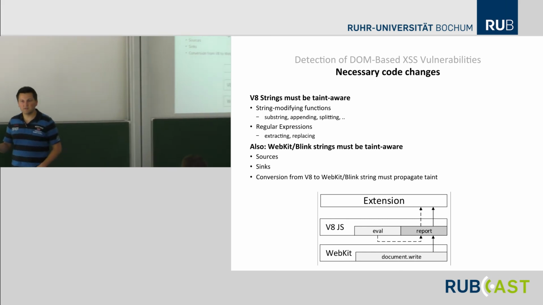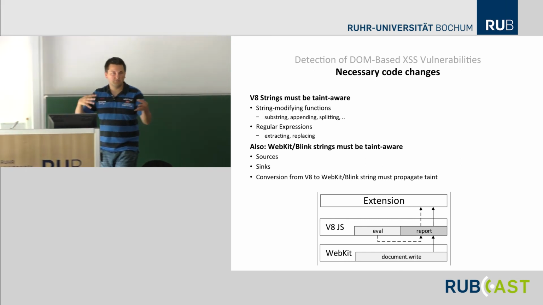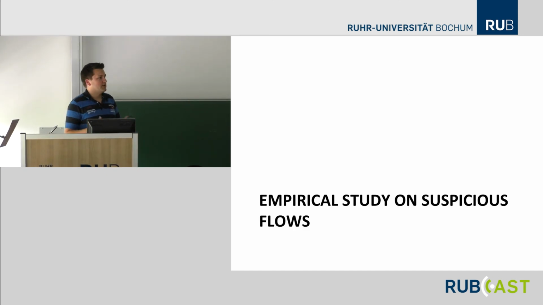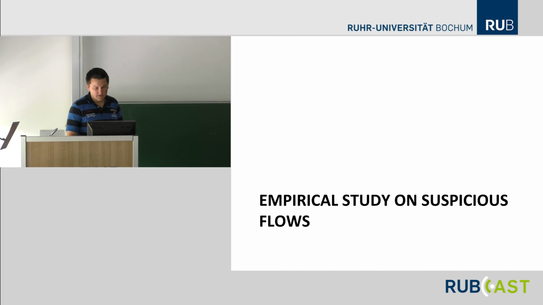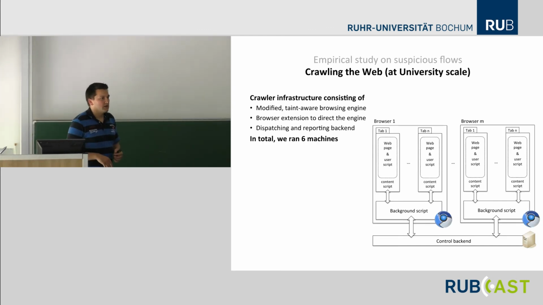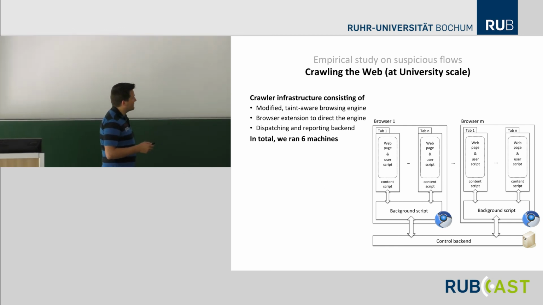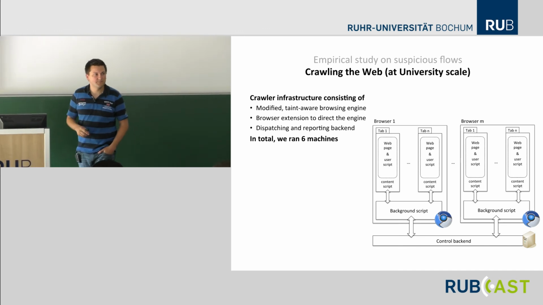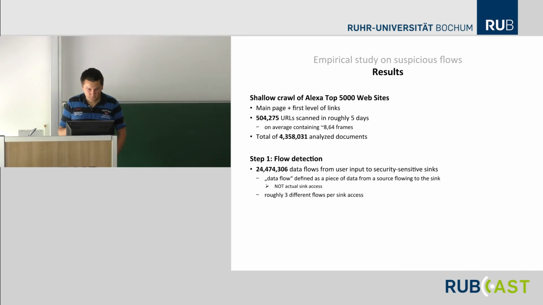So we create the browser extension, and this browser extension basically collects all the data. And with this, we did an empirical study. We mounted this to a crawling infrastructure so that we are able to do it on a large scale. We scanned the Alexa top 5,000 websites with it, with roughly 6 machines. And well, this is what we found.